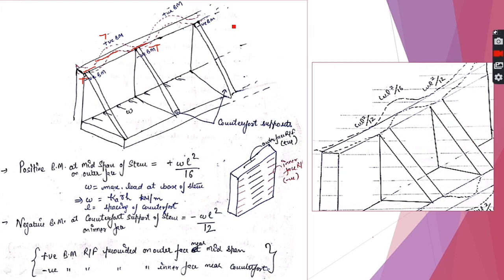Therefore, to summarize, the stem of a counterfort retaining wall behaves like a continuous slab supported on three edges, in which the outer face is subjected to tension due to positive bending moment near the midspan of the slab, and the inner face is subjected to negative bending moment and hence tension due to the presence of the supports, that is these counterforts.